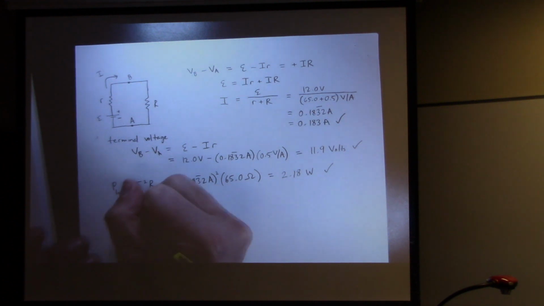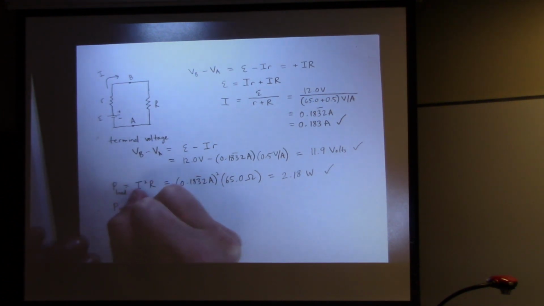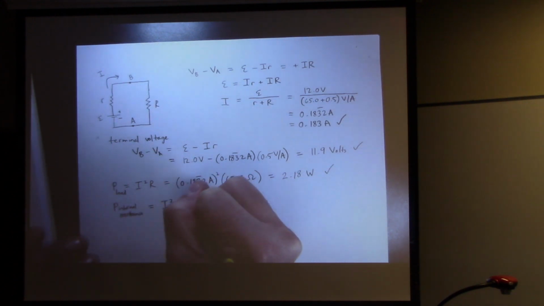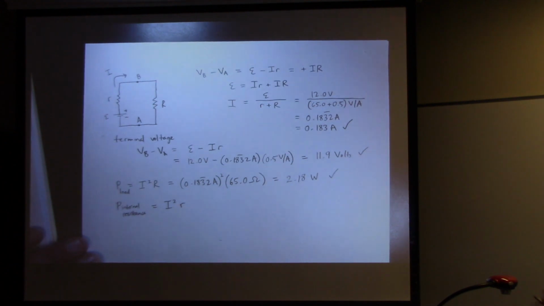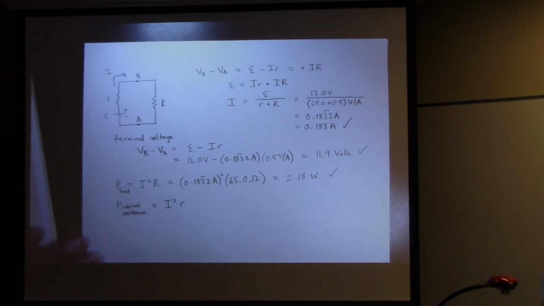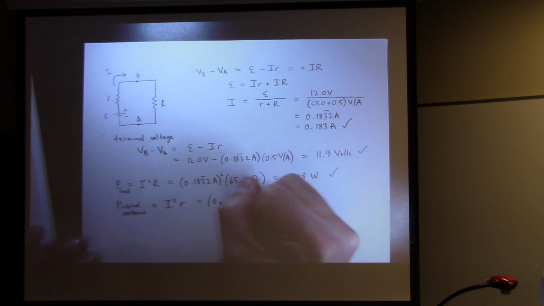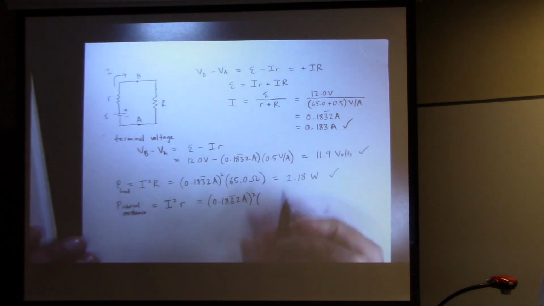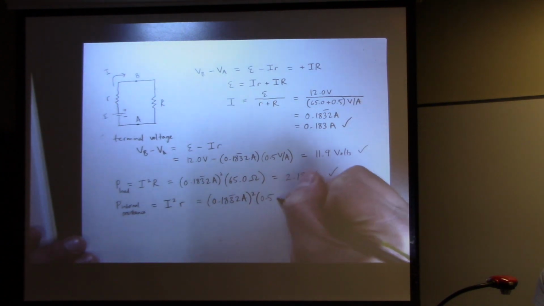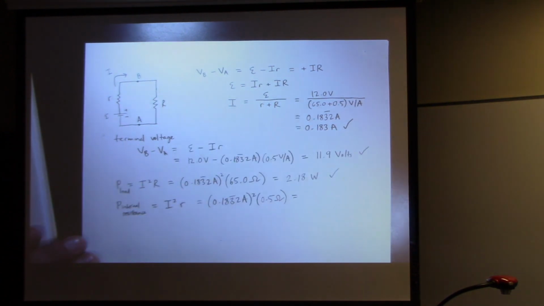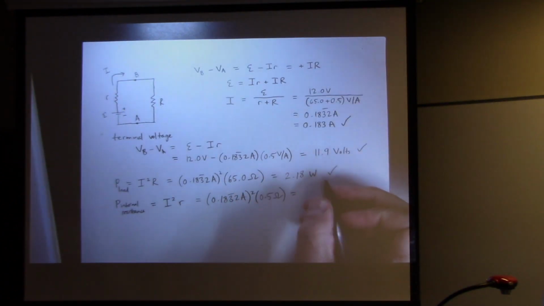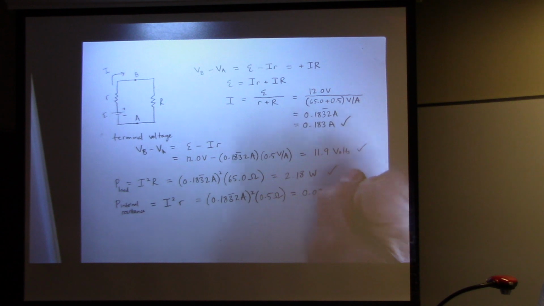If we do the same thing for the internal resistance, the calculation is I squared, but this time times little r, because there's a different amount of resistance here. So we have 0.1832 amps, square that, multiply by 0.5 ohms. And what does this work out to? Well, if you do the calculation, it's 0.02 watts.